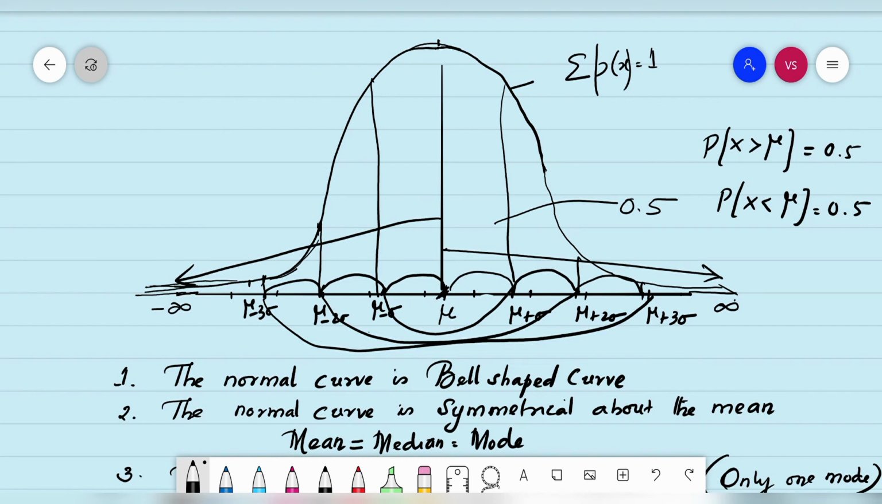And another thing is the sigma limits: what is the probability that a value will lie here? I will speak about this area property in the next class, students. I think this will be too much, so I'll do the area property in the next class.